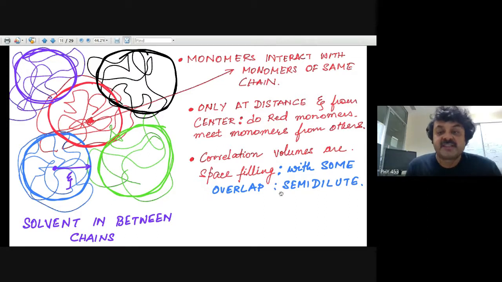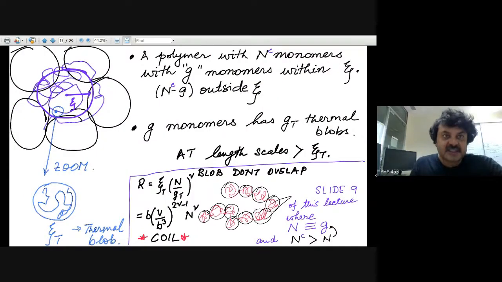The correlation volume, what is the correlation volume? If you take zeta cube, you will get an estimate of the volume of each of these, and those are called correlation volumes. They are space filling with some overlap, because we are in a semi-dilute chain solution.